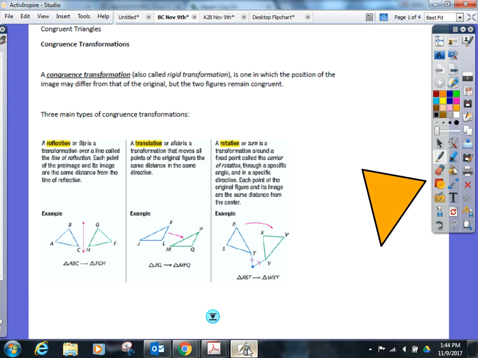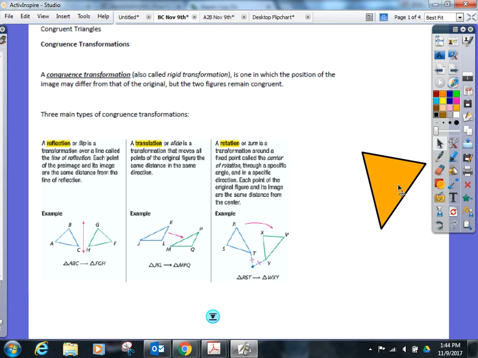The first one is a reflection. If you think about it, and I can't physically flip this triangle on the board here, but if I flip the triangle over, am I changing its size or shape? Absolutely not. If I flip it, it remains congruent to the original, so that is why a reflection is referred to as a rigid motion. The second transformation that produces congruent figures is a translation.